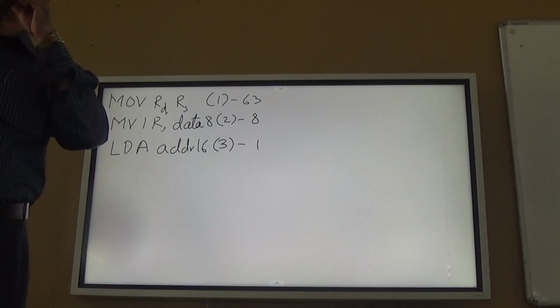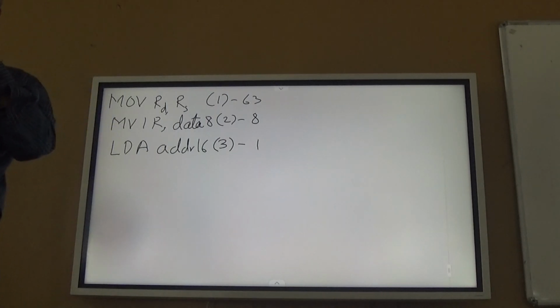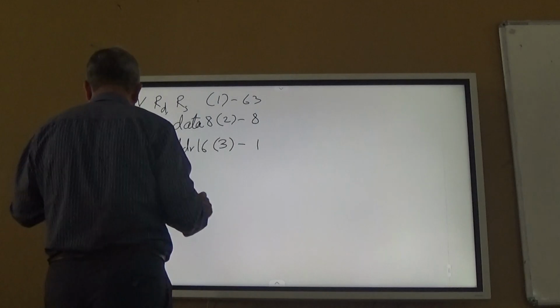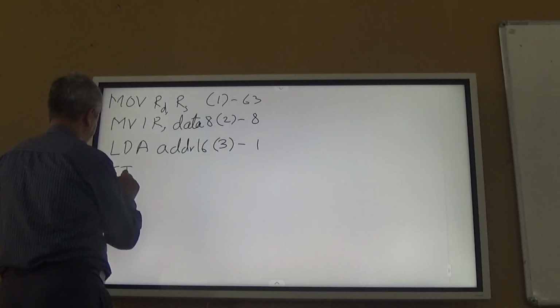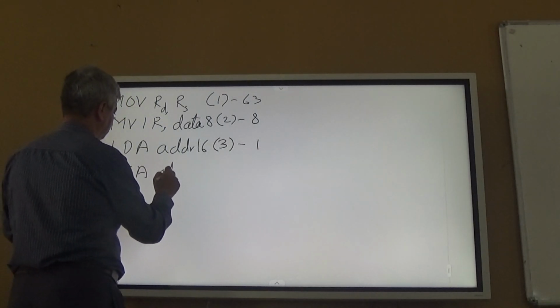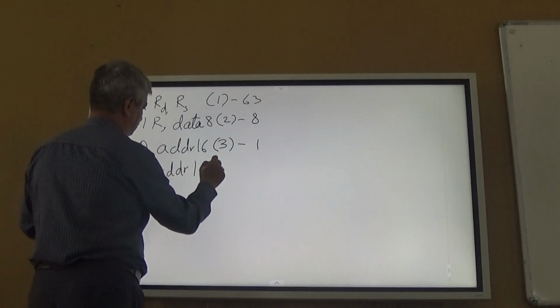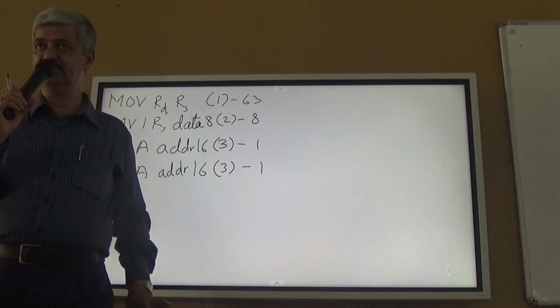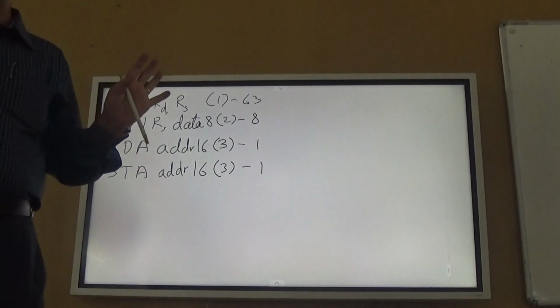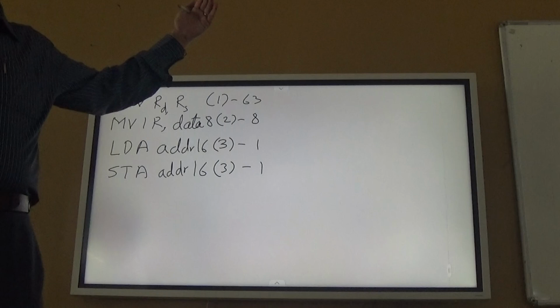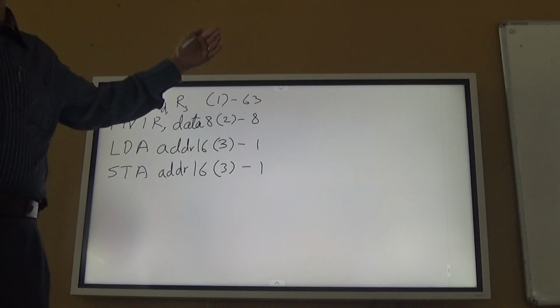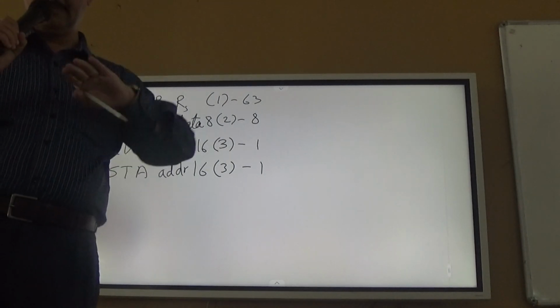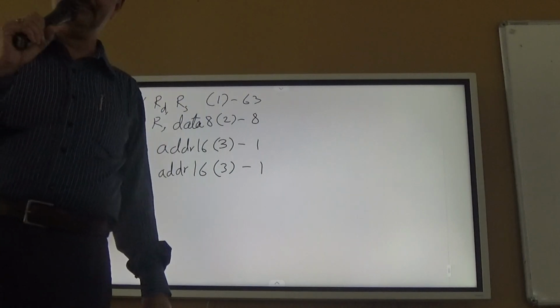It is the exact reverse: store accumulator in the external memory whose address is given in the instruction itself, that is STA. Is it right? Any confusion? We will go through all these instructions, how they work, by considering the machine cycle sequence.